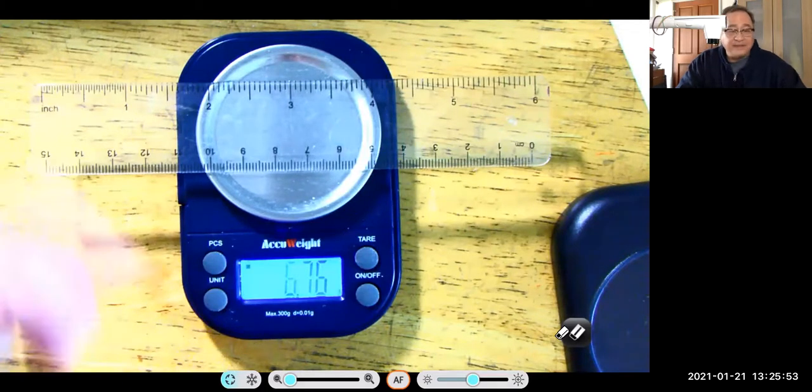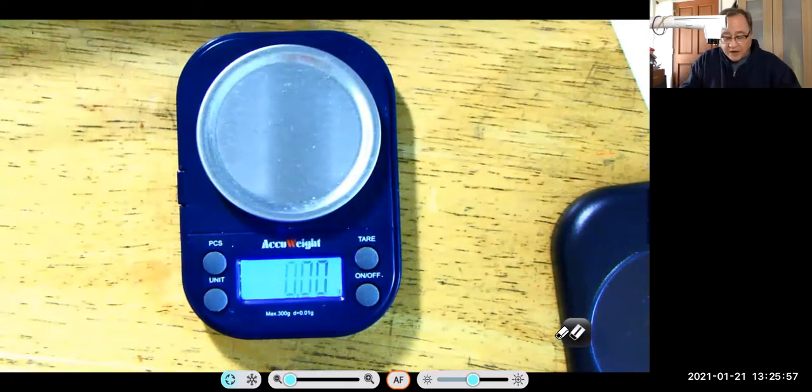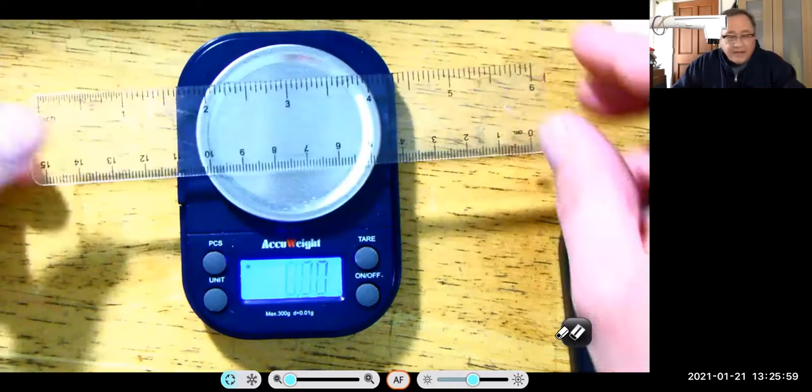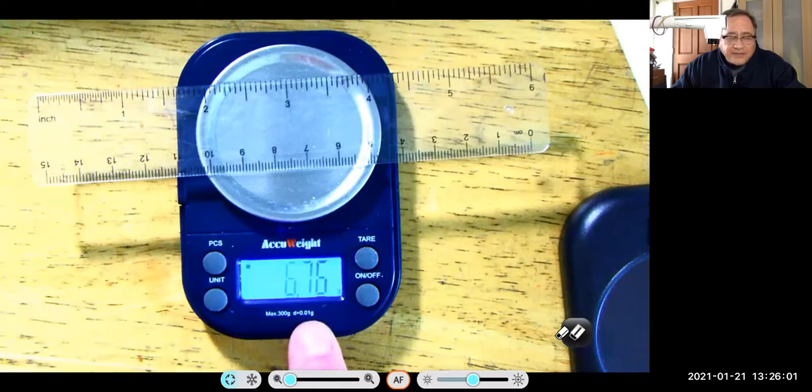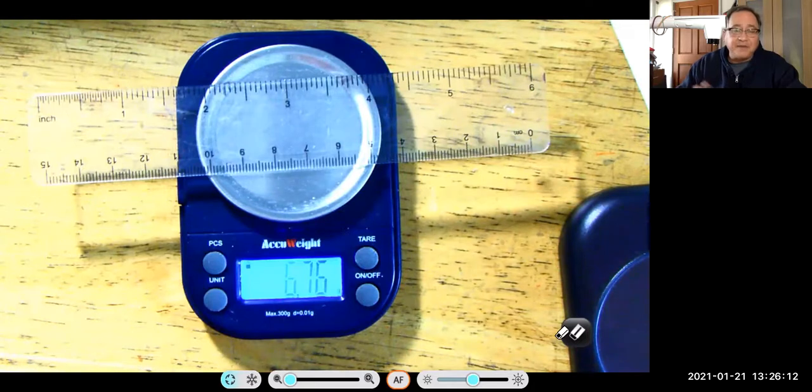Who knows what that means? At any rate, you write all the numbers down. Now, when we look at this number, 6.76, everyone believes the first 6. Everyone believes the 7, but that last 6 might not be a 6. It might be a 5.